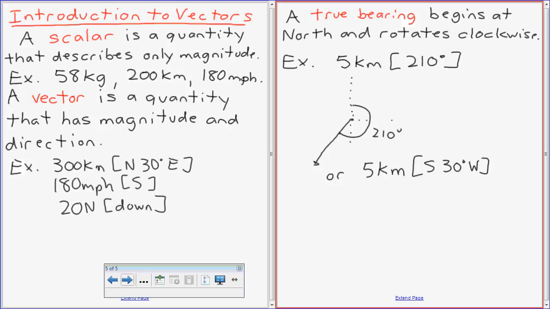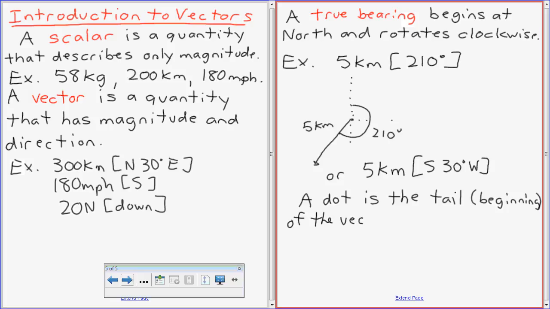Actually, one other thing I should put on here. I should maybe put a little dot. Is the tail, beginning of the vector. An arrow. Okay, so when I'm saying 5 kilometers, you're going from here to here. That's what I'm trying to say there.